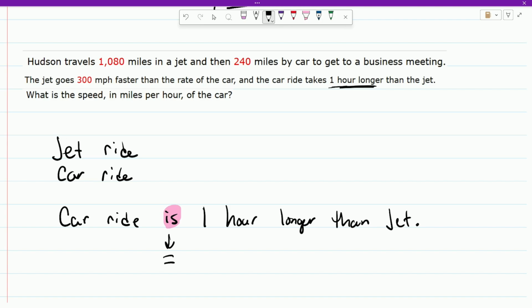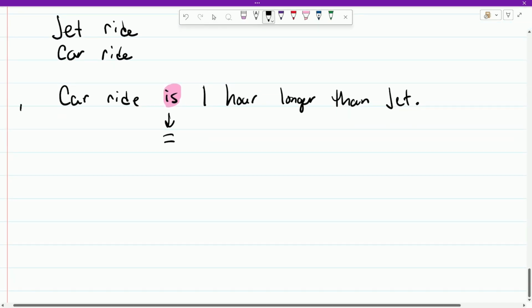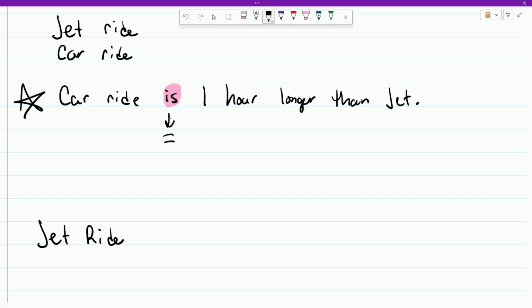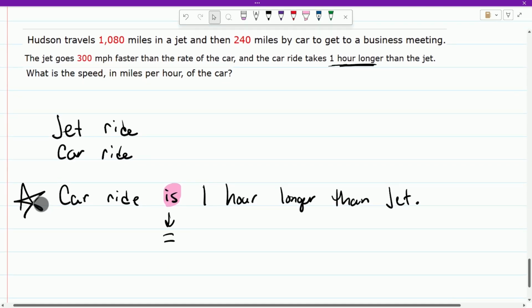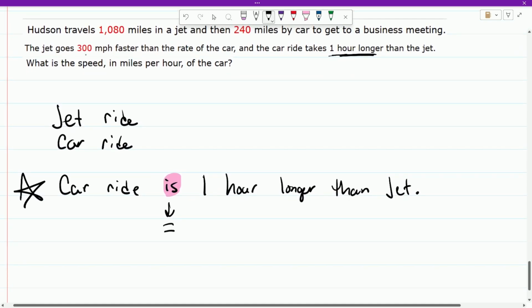The reason for that is we know the distance traveled. So let me go down here. We'll come back to this in a second. I'm going to put a star next to it. We'll come back to this. So we know in our jet ride, according to the problem, it was 1,080 miles in a jet. And the jet goes 300 miles per hour faster than the car.